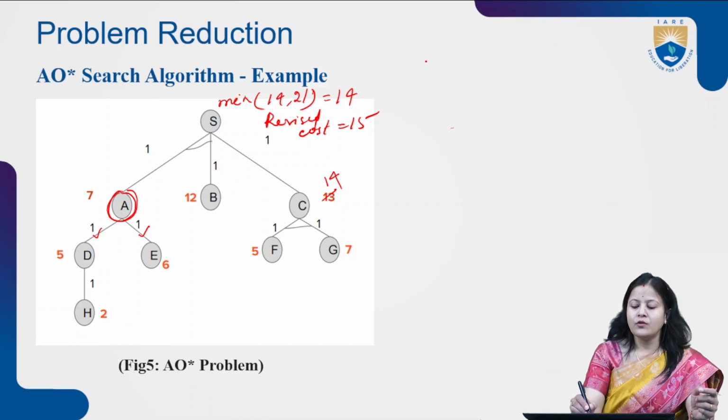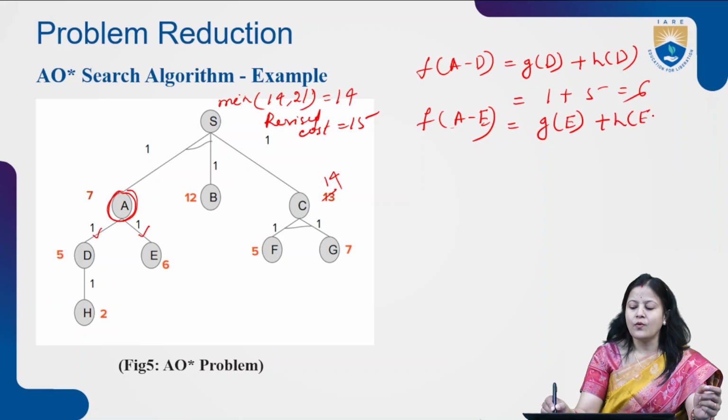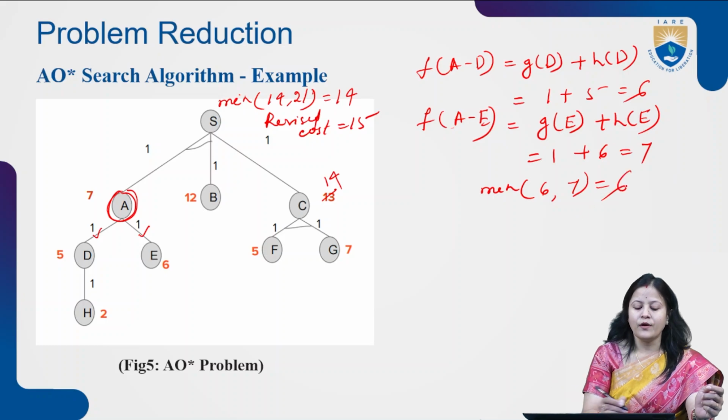Now let us find out the cost of AD first. So what is the cost of AD here? G of D plus H of D. What is G of D here? 1. H of D is 5. It becomes 6. Same thing for A to E. That means the cost of the path would be G of E plus H of E. So what is G of E here? 1, plus H of E is 6. So 1 plus 6 is 7. Now you find out the minimum cost between 6 and 7. It is 6 only. But what was the cost given for the node A? 7. Let us remove 7 and write 6.